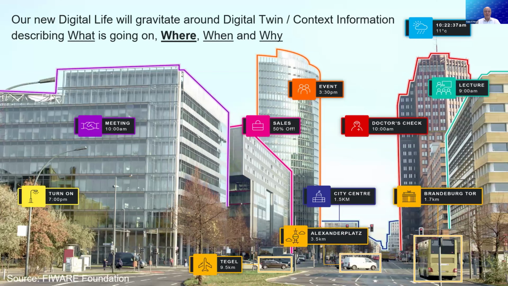Again, our new digital life will gravitate around digital twins, around context information, describing what's going on, where, when, and why. And here the where is underlined. The where is describing the location where data have been created, where data are used. So the where, the location, is of utmost importance.